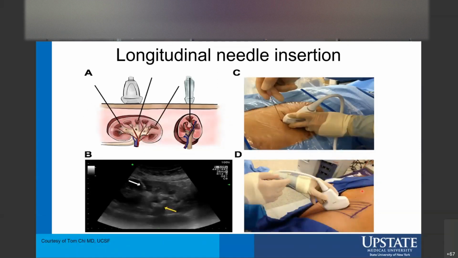Longitudinal placement has the advantage of keeping the needle visible through its entire trajectory, so you know if you're hitting bowel, you know if you're going off of the plane of the image. But you do have only two options. You go below the probe or above the probe. And if there's a rib and hip in the way, then it can be very difficult to get access in this manner.